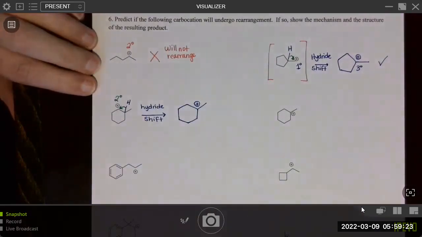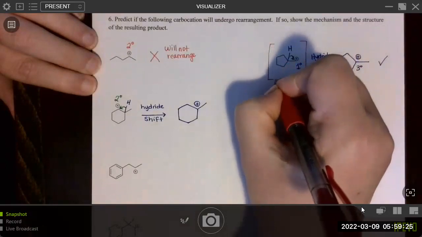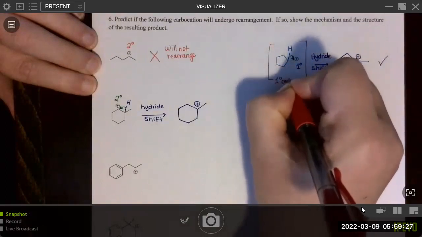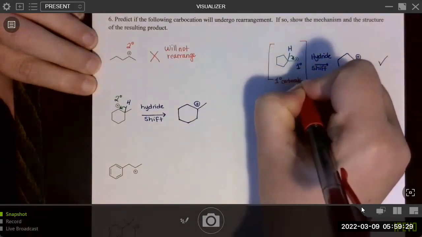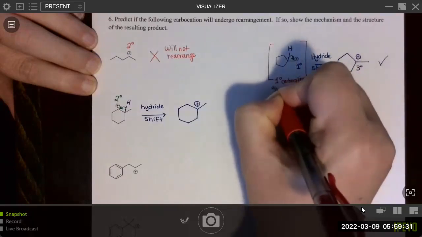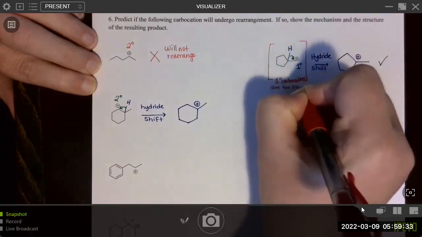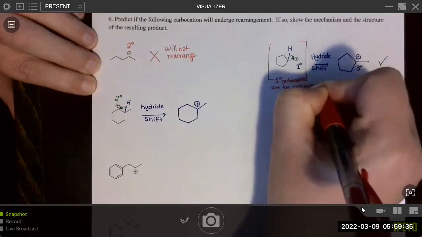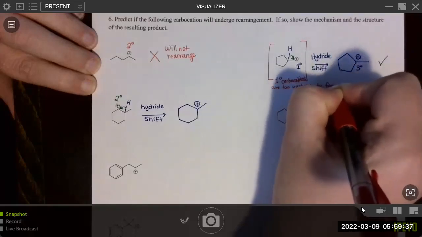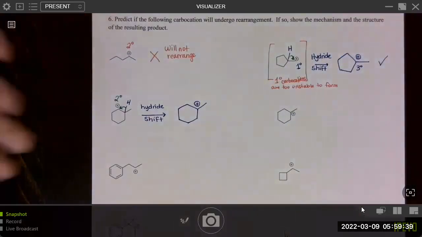Okay, I actually just want to write it in. Primary carbocations are too unstable to form. Okay, just so it's really clear.